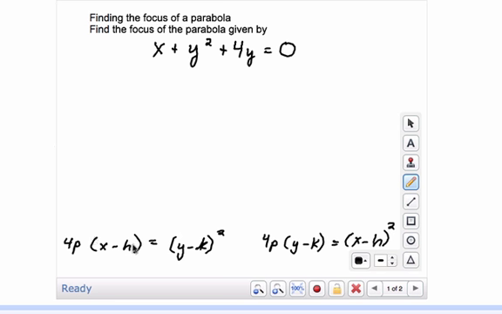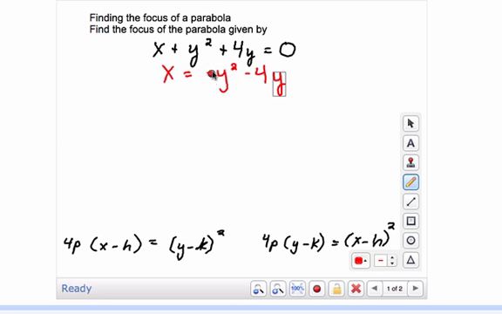We have this x minus h over here times 4p, or y minus k over here with 4p, depending on which value is squared. So here we have the y squareds, and the x's are not squared. So the first thing you want to do is move the y squareds over to the other side of the equation. So we're going to get x equals a negative y squared minus 4y.